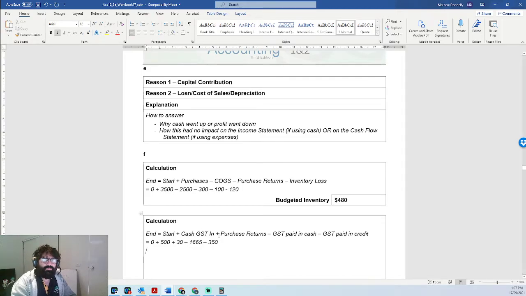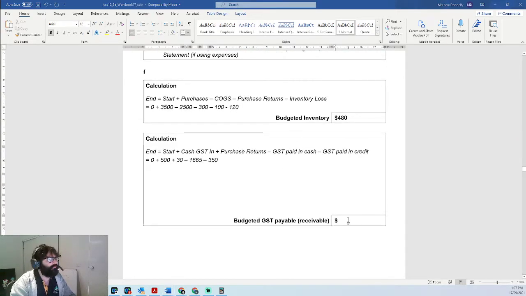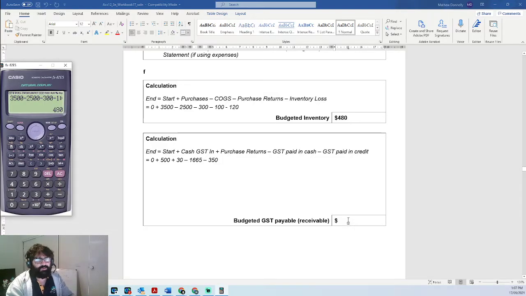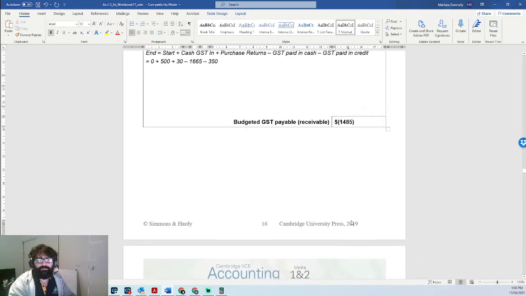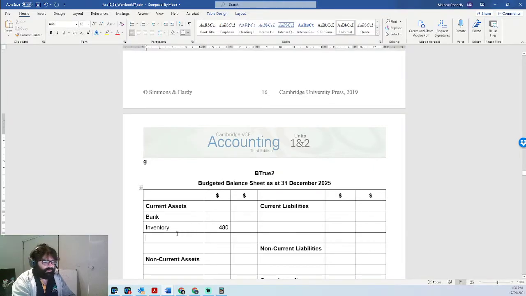So we get our final answer of, and remember, if it's a negative, it's a receivable. So we go 500 minus 1665 minus 350 plus the 30. That's 1485, in brackets. So it's a receivable. Make sure you put that in there as well.